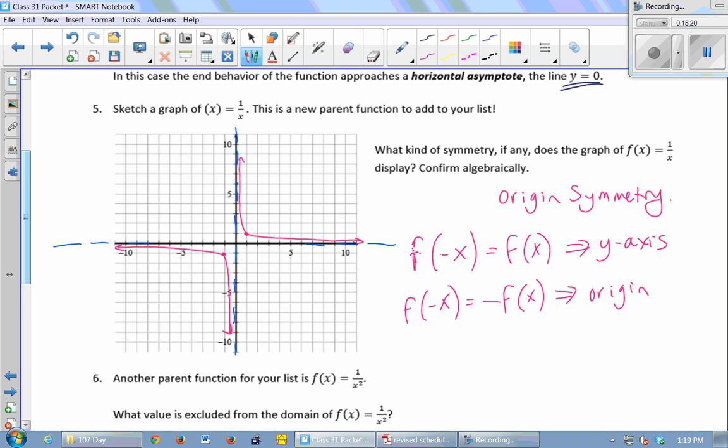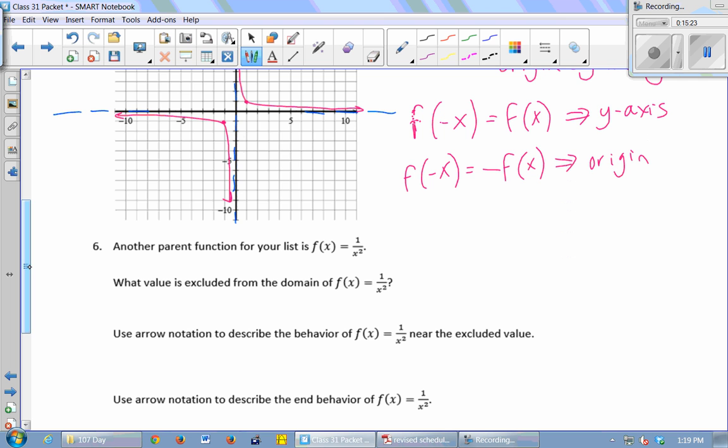So let's look at our function 1 over x. So in this case, f of negative x will be 1 over negative x. Is that the same thing as f of x? Is it the negative of f of x? Yes, because I can put a negative sign anywhere I want for a fraction. I could write this as negative 1 over x, which is negative f of x. So if I have f of negative x equals negative f of x, that means I have origin symmetry.